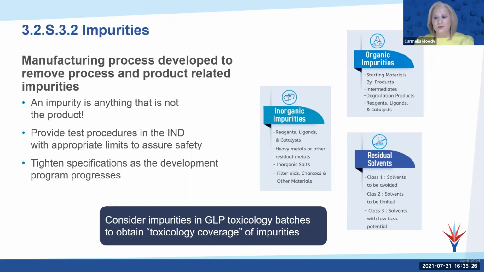And you're going to need to provide test procedures and limits for those impurities in your manufacturing process, in your regulatory documentation. And again, from the start, you don't want those to be so tight that it's impossible for you to meet those specifications. But what you need to understand is that the agency is going to expect you to tighten those specifications as your development program progresses.